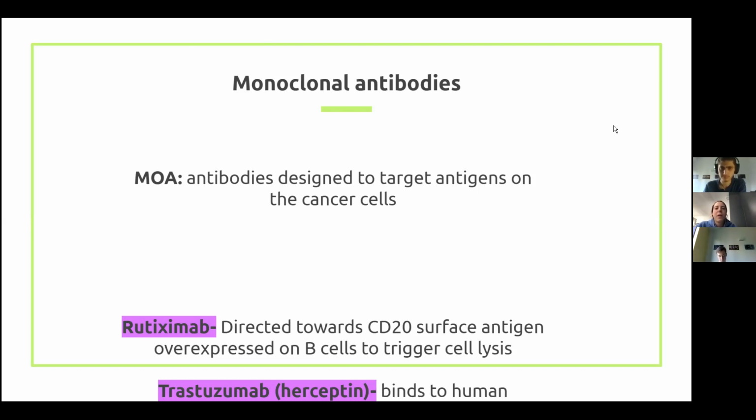So as soon as you see mab, you know it's a monoclonal antibody, you know it's essentially antibodies that have just been injected in to target those antigens on the cancer cell, which also direct the immune cells towards it and also stop replication.